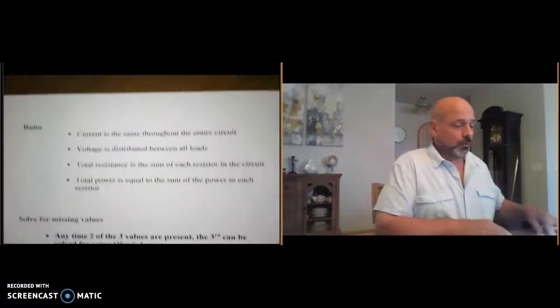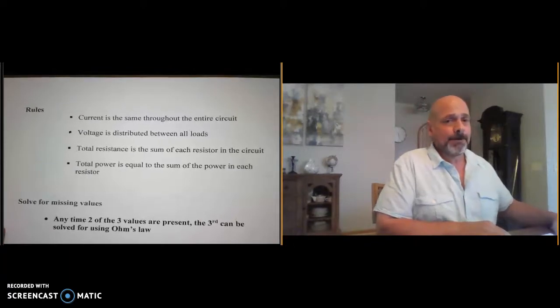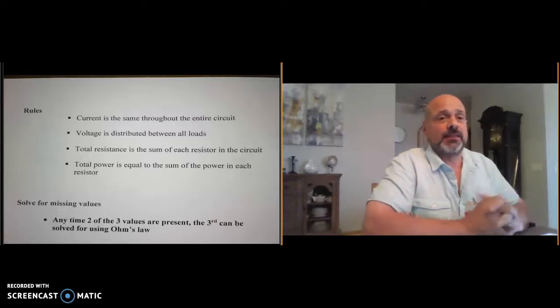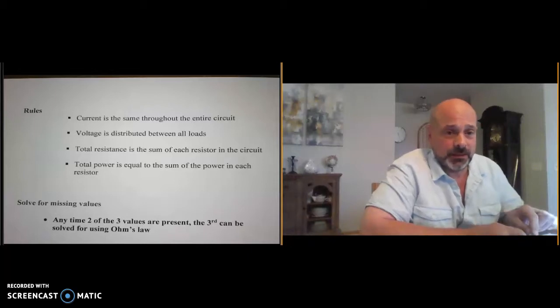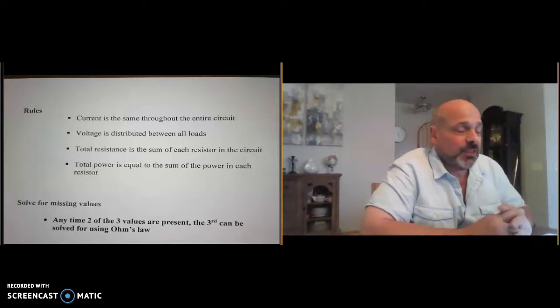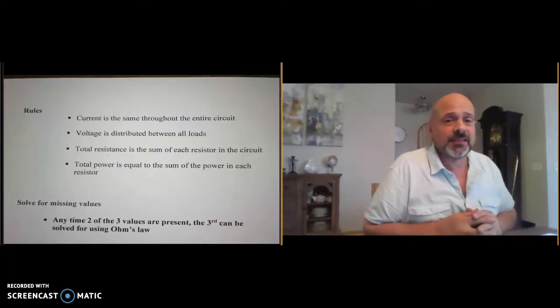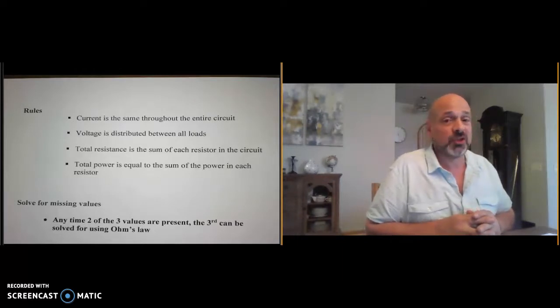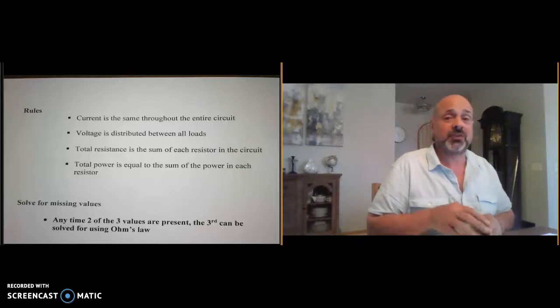There are some specific rules to follow when you're solving these circuits. And again, these should be memorized. The rules for series circuit include current. Anywhere you measure in the circuit, it should be constant, should be the same. Voltage is distributed between the loads, as we just saw in the diagram. Total resistance is the sum of each resistor or each load in the circuit added together. Total power, which we'll take a quick look at the end of this video, is equal to the sum of the power in each resistor, in each load.